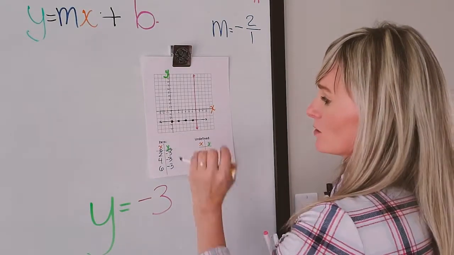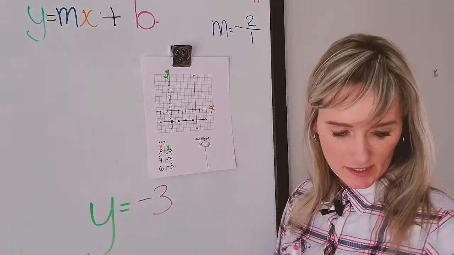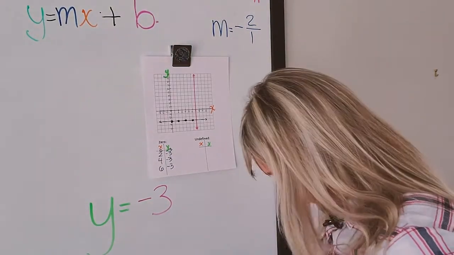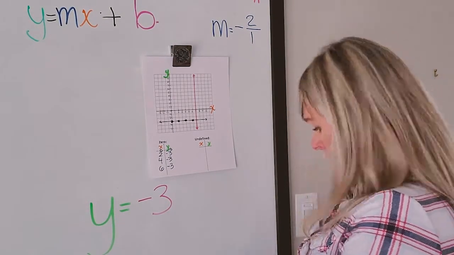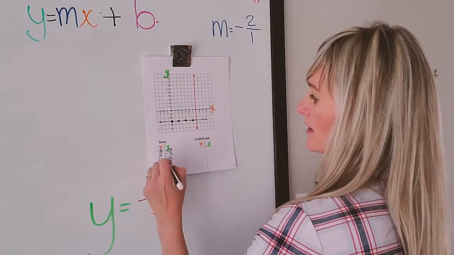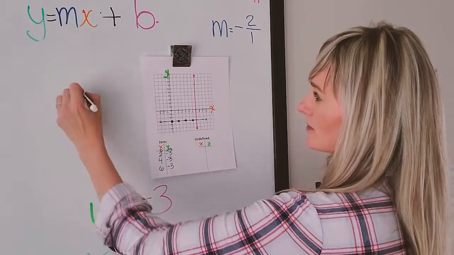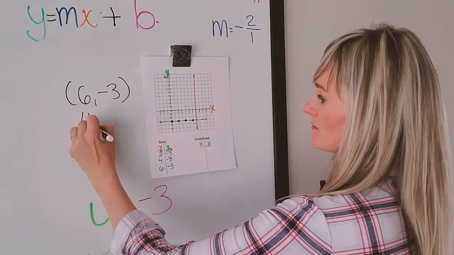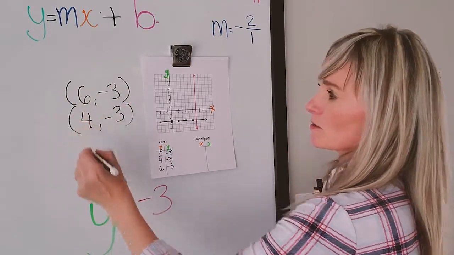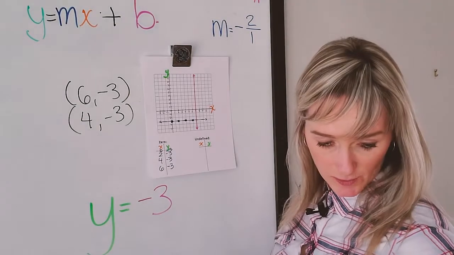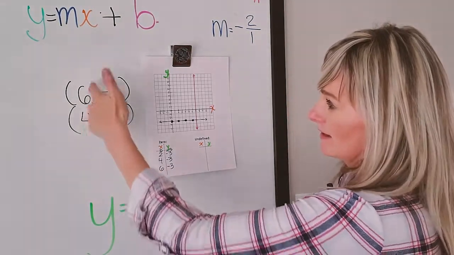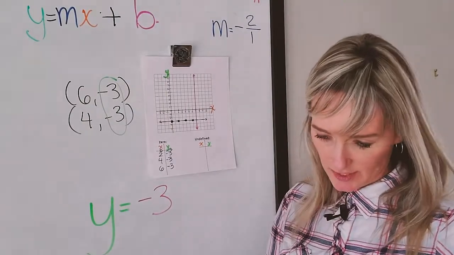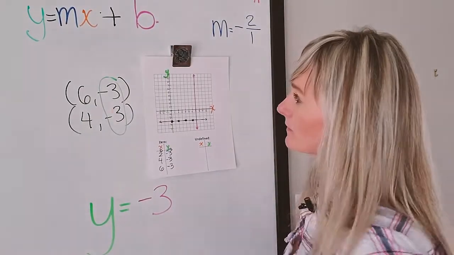If I take 2 points, let's take any of our 2 points. Our x value is 6 and our y value is -3, so we'll take that ordered pair, and we'll take this other one, 4 and -3. So we know that these are the x values right here, and these are the y values right here, because the y values didn't change. They kept staying exactly the same.